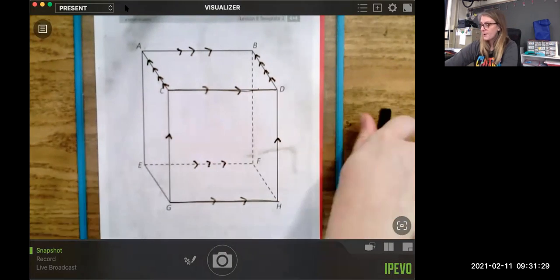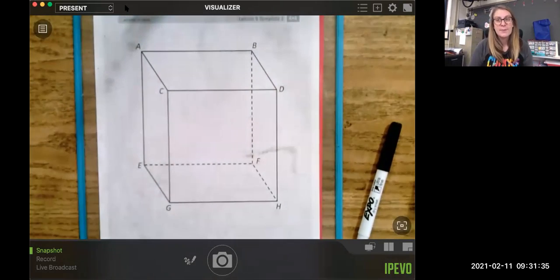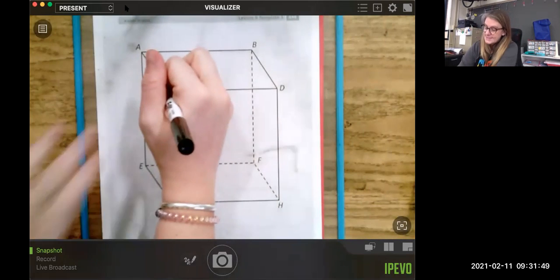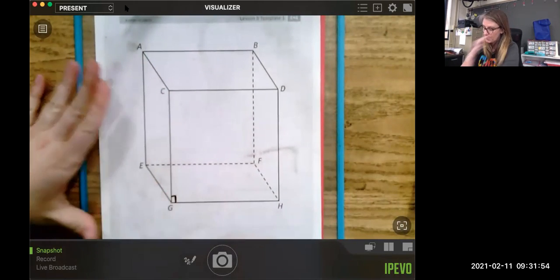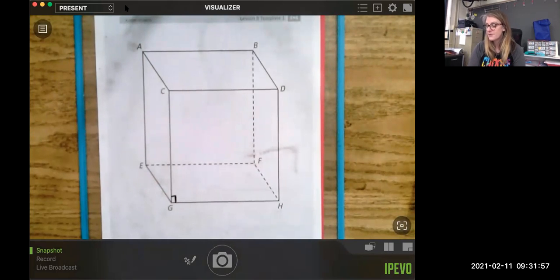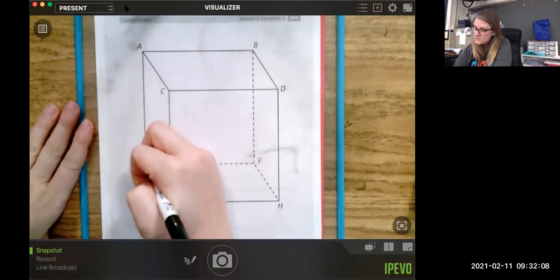Okay, now I want you to find 3 perpendicular edges. Okay, my first one I found was CG is perpendicular to GH. Those 2 edges form right angles. Another one that's not quite as obvious is AE and EG. So this right here forms a right angle.